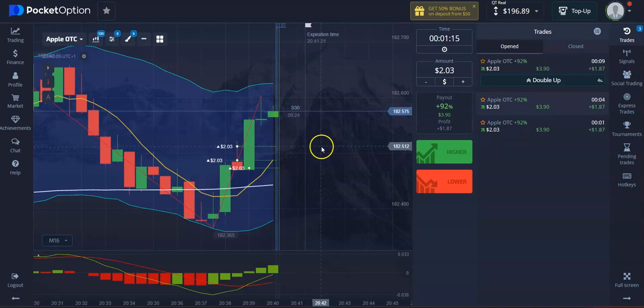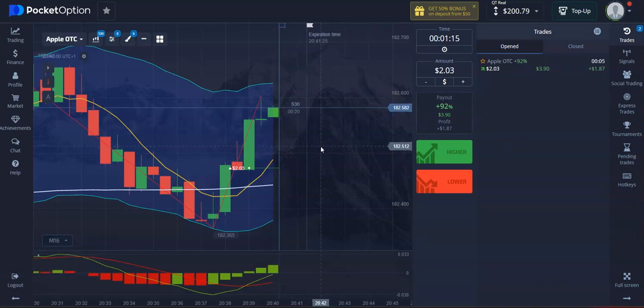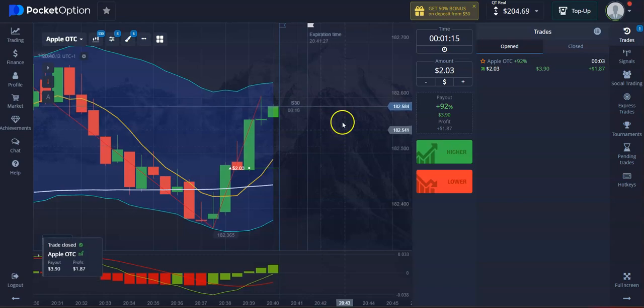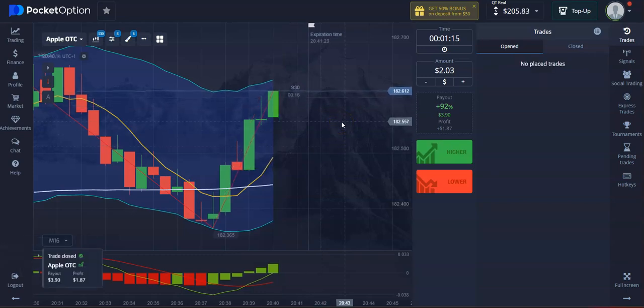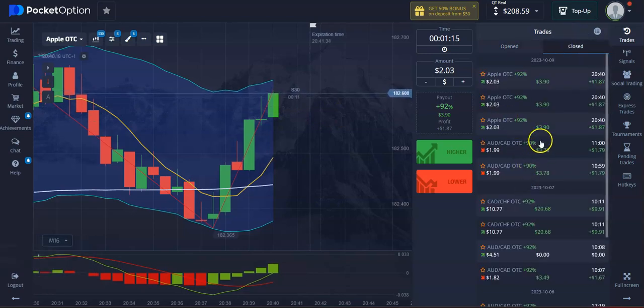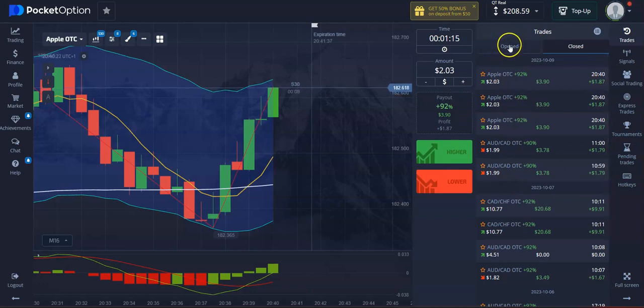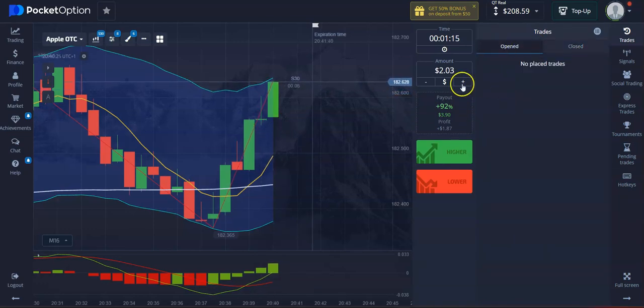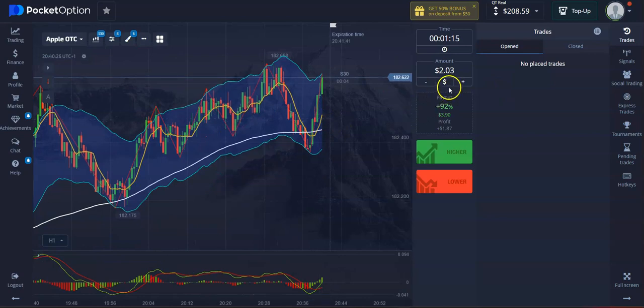3 seconds. The first one is clear. The second one is clear. And the third one is clear. Okay, cool. So today I've played 5 trades, as you can see right here: 1, 2, 3, 4, 5, and 5 wins so far. I'm happy with that.